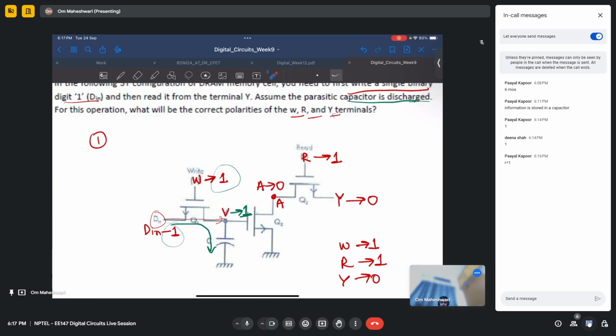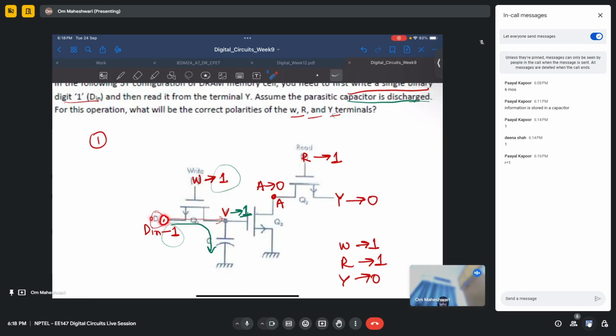Right? So just to reiterate, it is very simple. Whenever you have MOSFETs, whenever there is 1 at the gate for NMOS, this is an NMOS. If there was a bubble here, it would have been a PMOS. But here it is NMOS. Whenever there is 1 at the gate terminal of an NMOS, what you will do? You just short the other two terminals of the MOSFET.